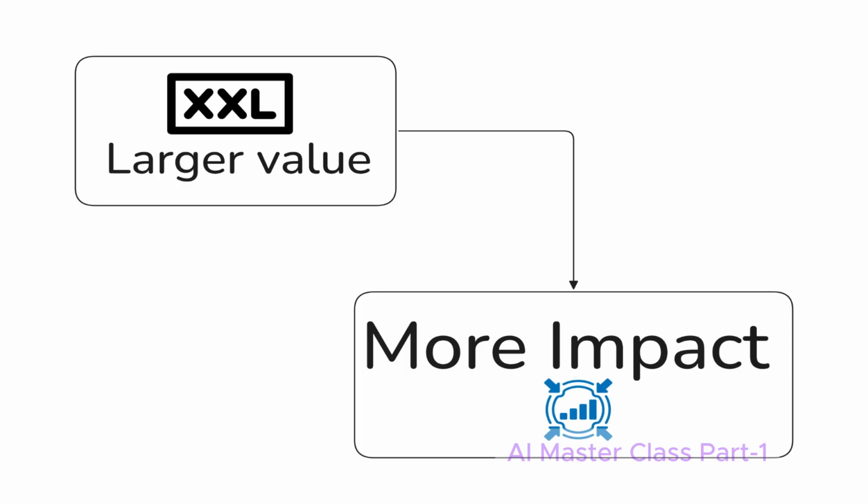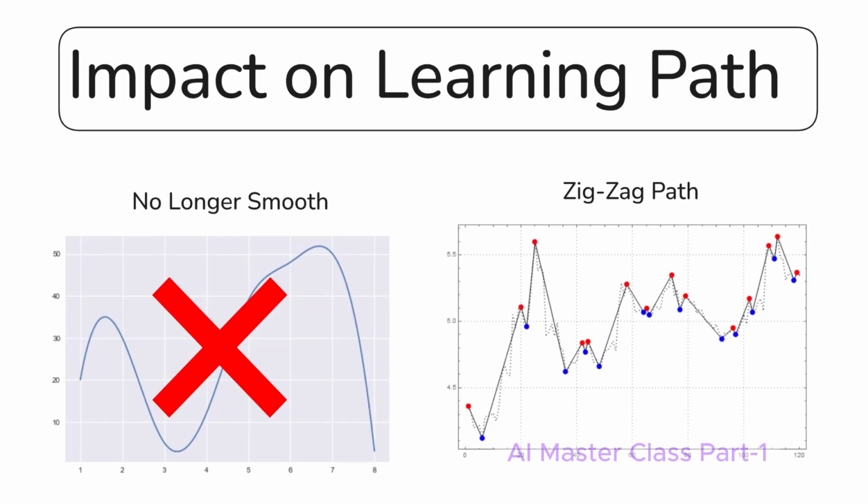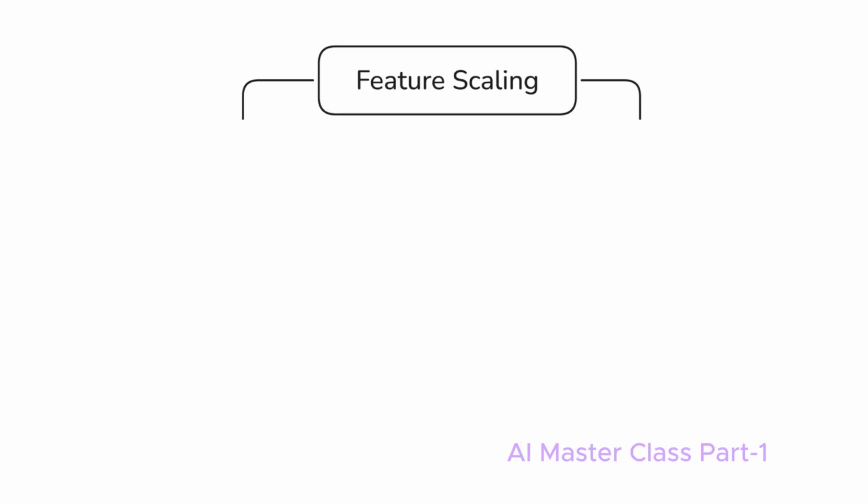This can lead to inefficient learning, and the model may take even longer to converge, or maybe not even converge properly at all. Another issue is the path taken during optimization. Instead of moving smoothly towards the minimum, the model may take a zigzag path because different features are influencing the updates unevenly. So to fix this, we bring all features to a similar scale. This process is called feature scaling.